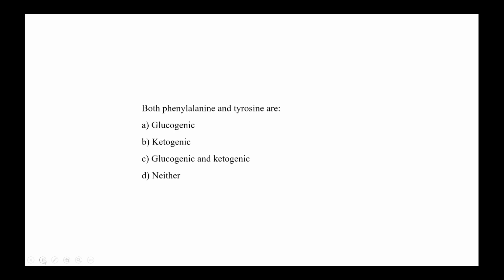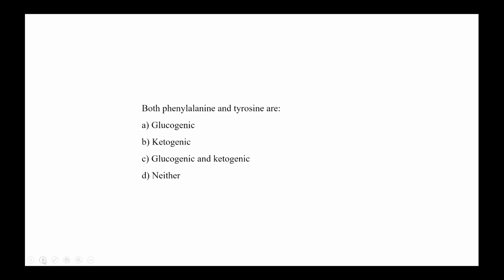You're saying option C, glucogenic and ketogenic. Can you tell me why? Because the end product of the whole metabolism is fumarate and acetoacetate, where fumarate can enter into the TCA cycle, and acetoacetate is a ketone, a ketogenic product.